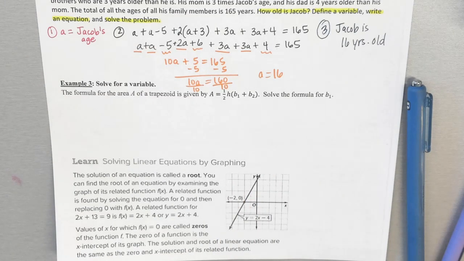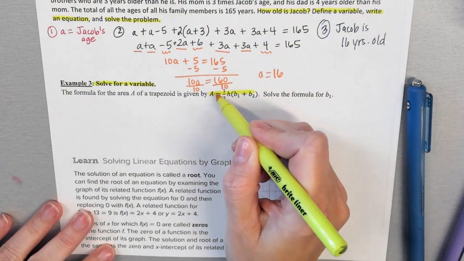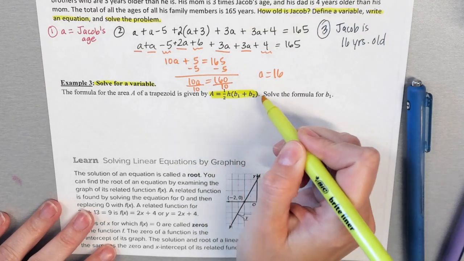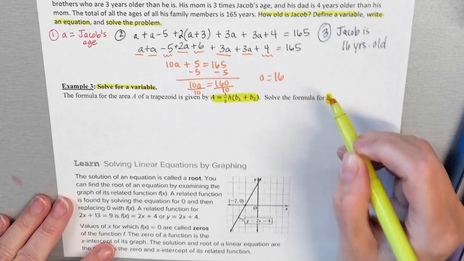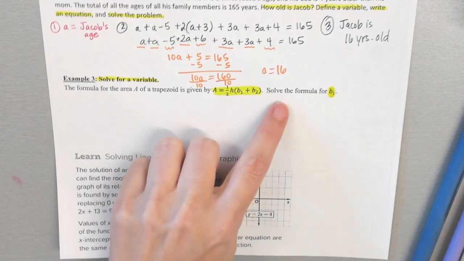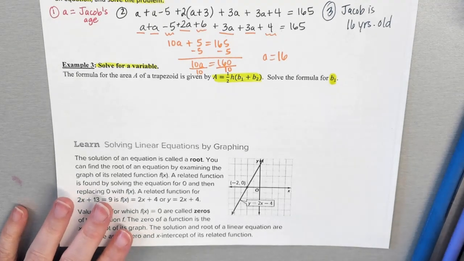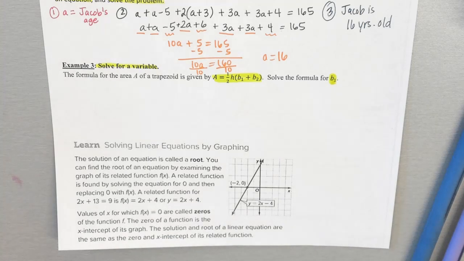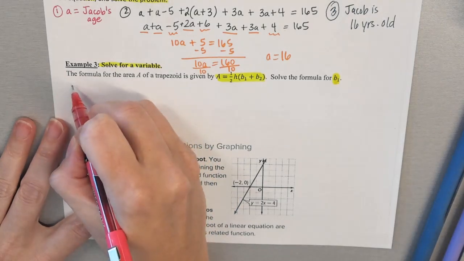Okay, for example 3, you are solving for a variable. This is a review from geometry. So the formula A for a trapezoid is given by A equals 1/2 times the height multiplied by the sum of the bases. And you are solving the formula for base 1. Okay, so you may see the same formula again, and you might just be solving for a different variable. That can happen. What we're going to do is when you are solving, you have to use your reverse order of operations. Remember, please excuse my dear Aunt Sally.